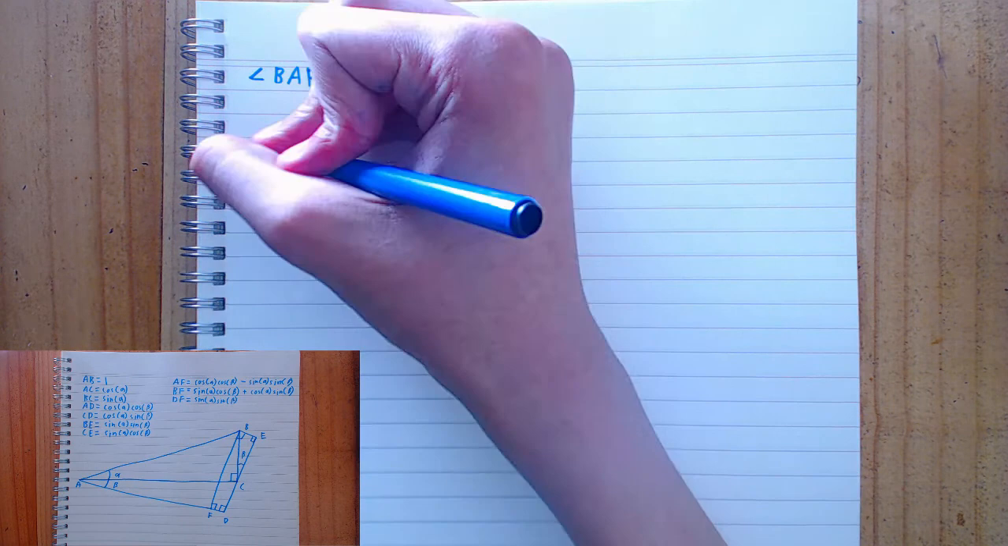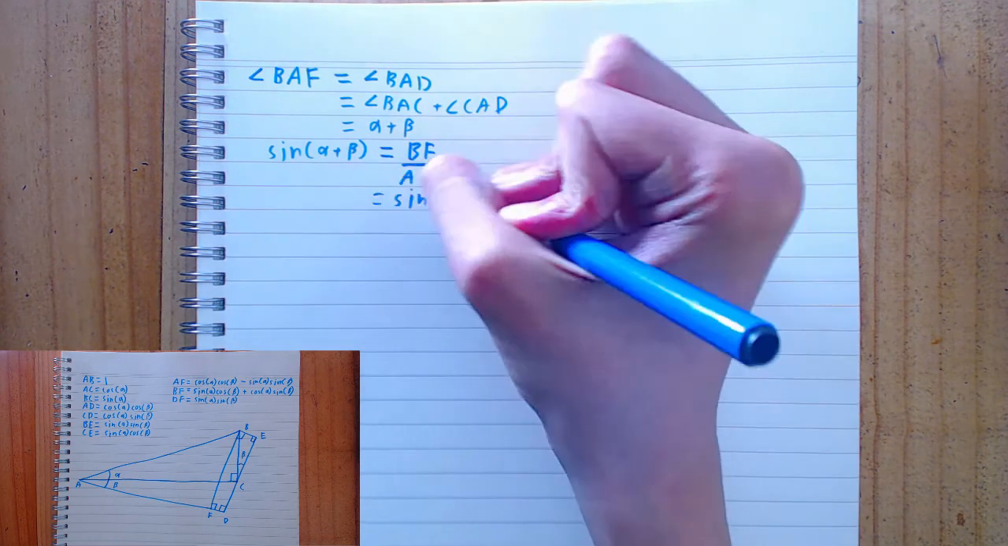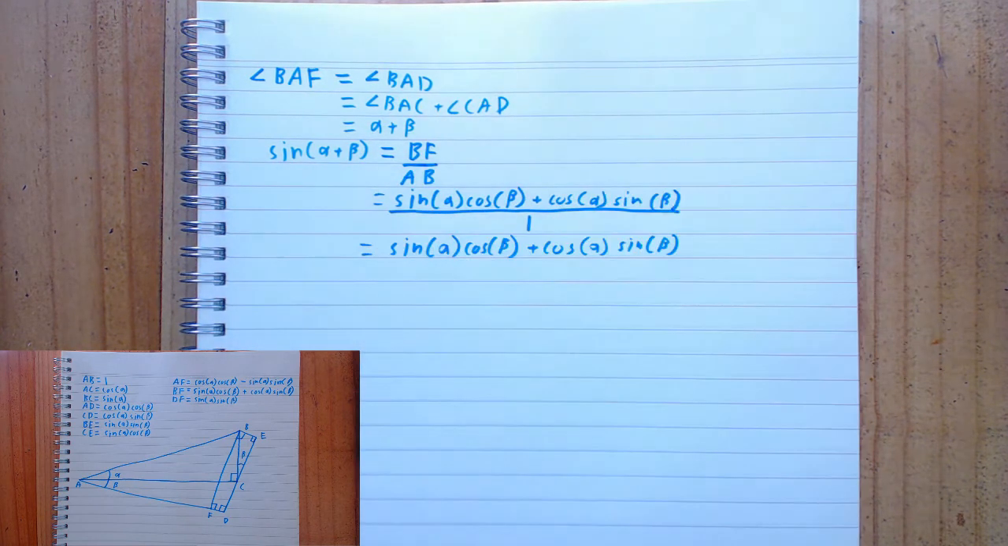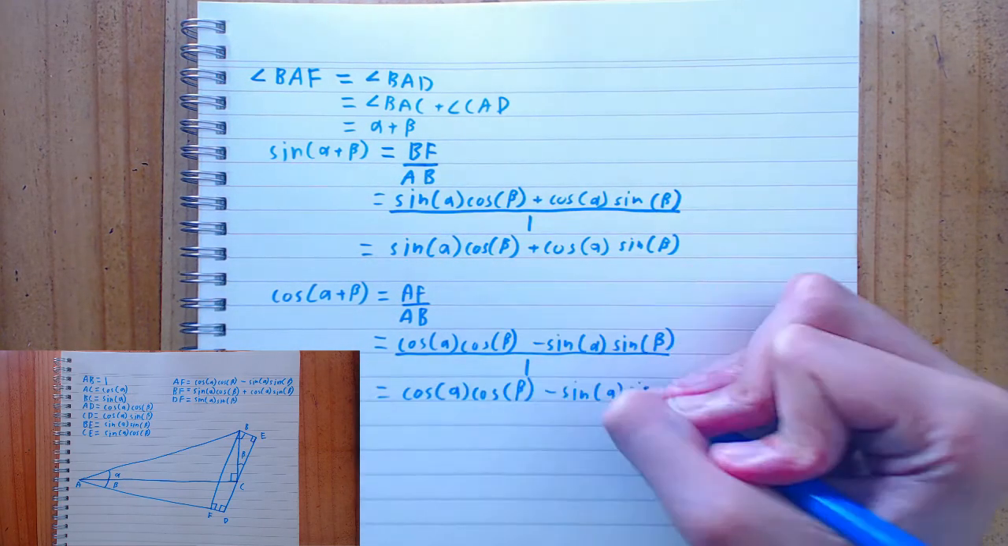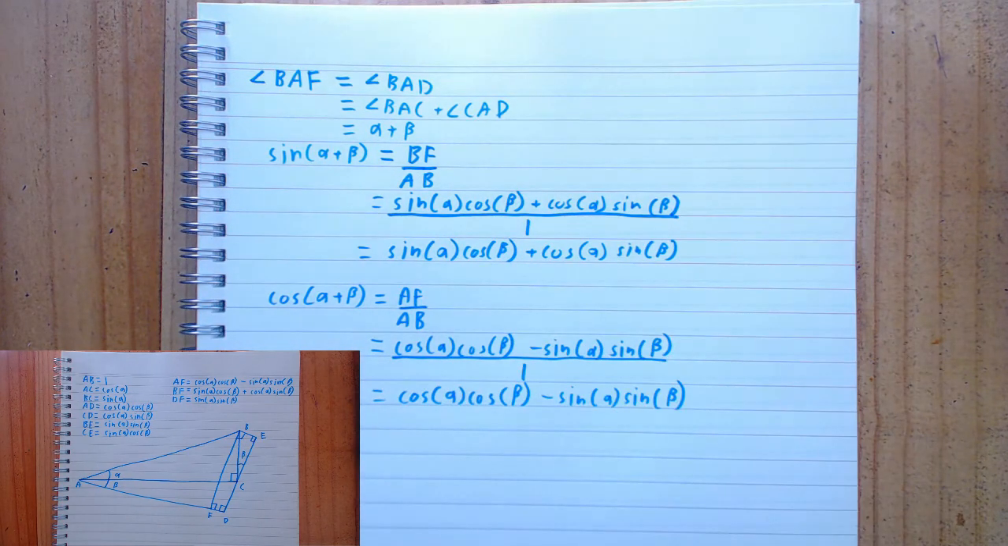Therefore, we can take the sine of alpha plus beta to get sine of alpha cos of beta plus cos of alpha sine of beta. We can also take the cos of alpha plus beta to get cos of alpha cos of beta minus sine of alpha sine of beta. Therefore, we have just proved the compound angle rule for sine of x and cos of x.